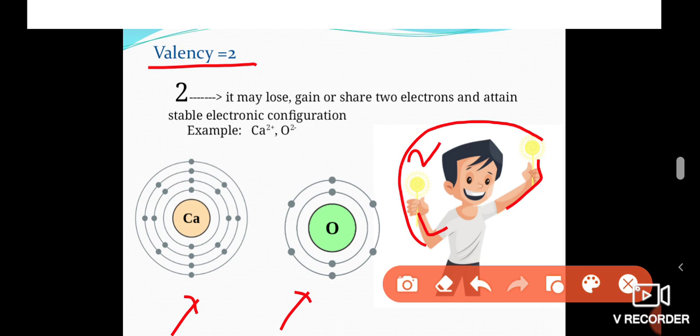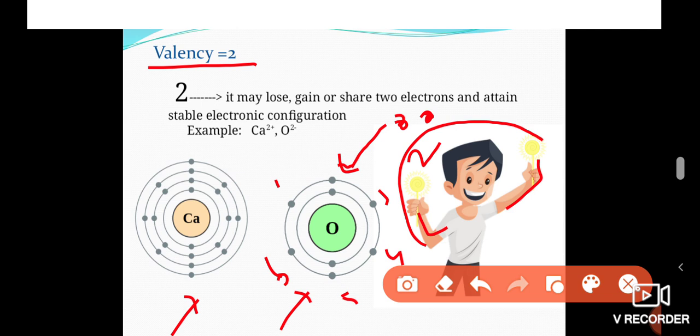First look at the oxygen. How many electrons are in its outermost shell, or valence shell? 1, 2, 3, 4, 5, 6. There are 6 electrons. It needs 2 more electrons for attaining stable electronic configuration. So oxygen receives 2 electrons from some other atom.